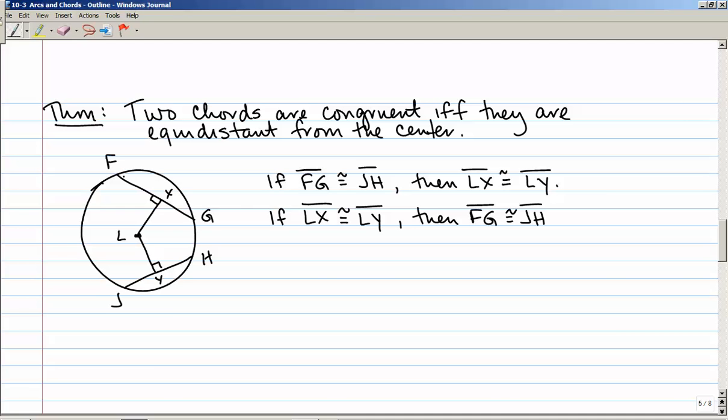So to determine how far FG is from the center of the circle L here, I would have to draw a line perpendicular from L going to FG, and then the same thing over here to determine the distance from chord JH to the center L. I would have to draw this segment here, LY, which is perpendicular to JH. So if FG is congruent to JH, then LX is congruent to LY, and conversely, if LX is congruent to LY, then FG is congruent to JH.